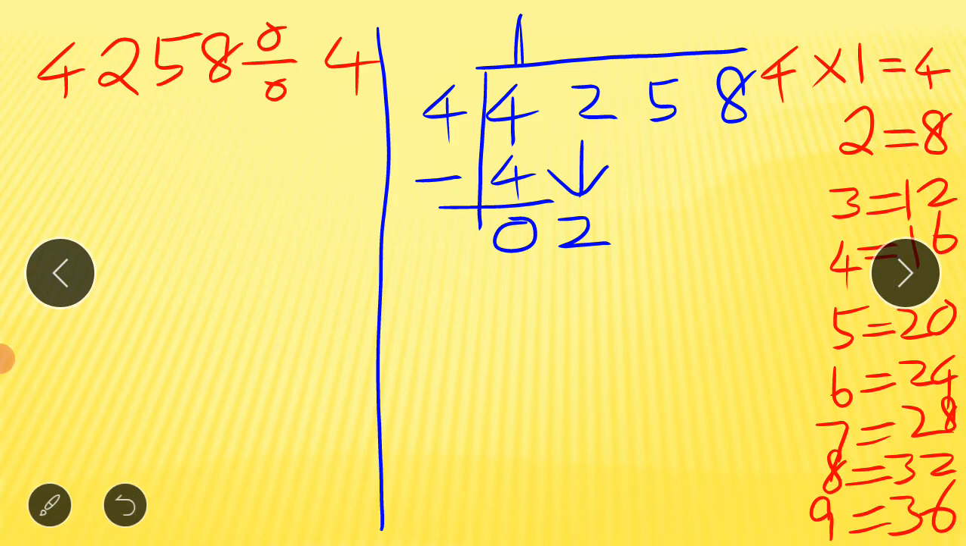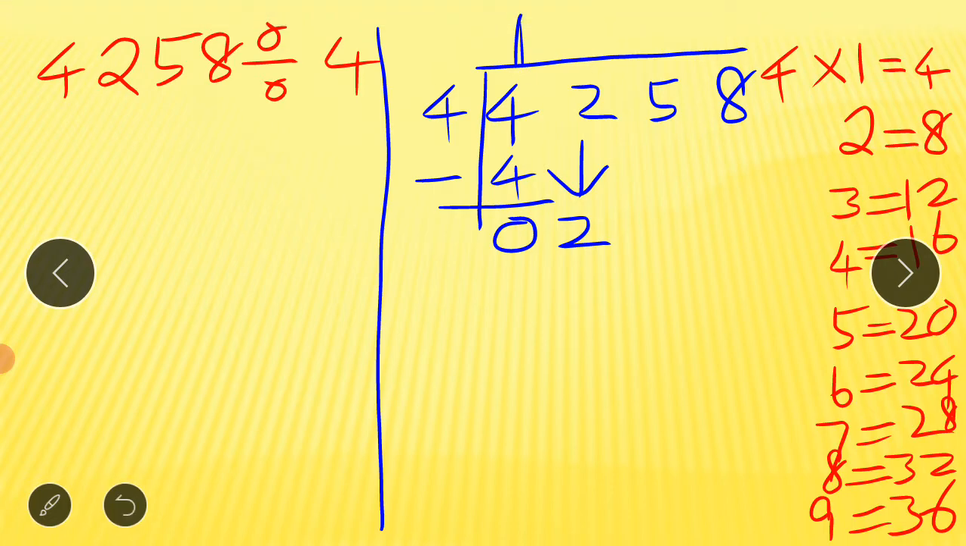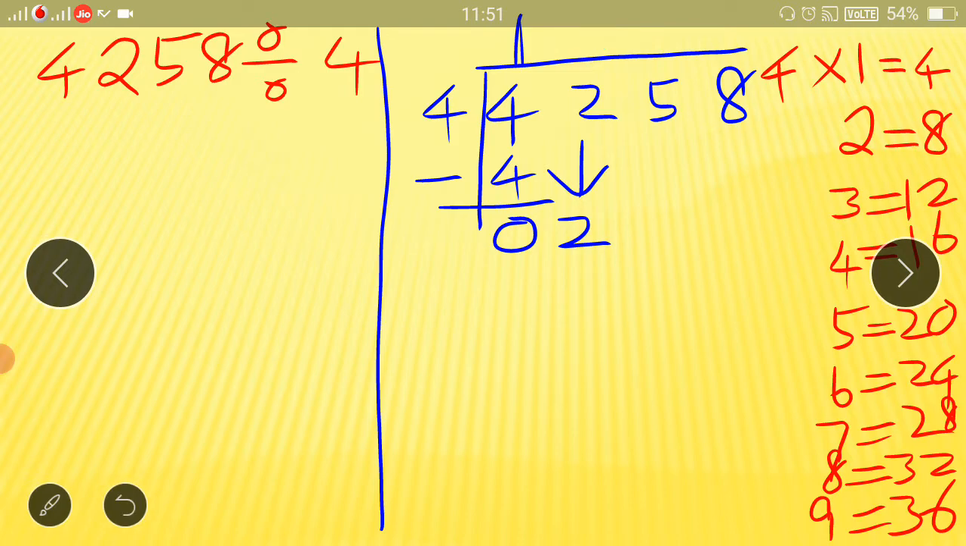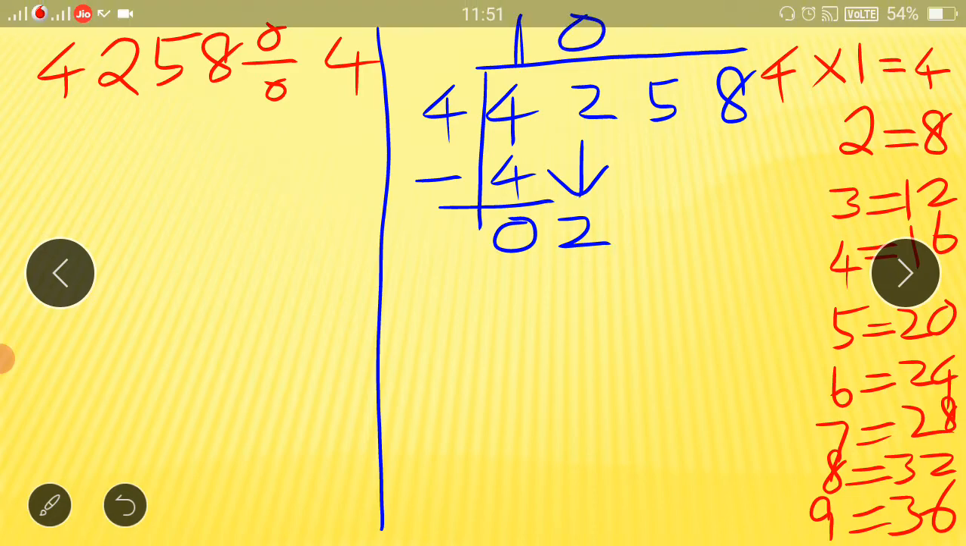No, 2 is not there. Even numbers just smaller than 2 also we need to check, but the starting product itself is 4. So definitely 2 will not be available, and just smaller than 2 is also not there. So at this time we place 0 in the quotient place. When do we place 0 in the quotient place? When the fresh number is not available, and even just smaller than the fresh number is also not available, at that time we place 0 in the quotient place.